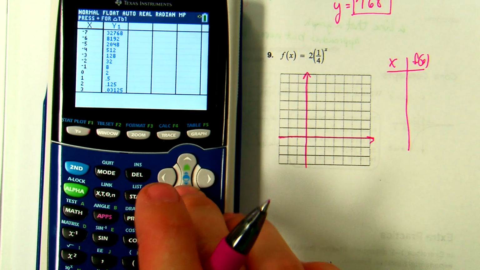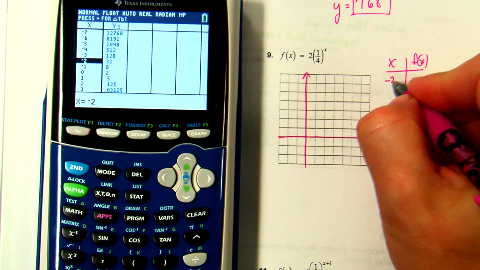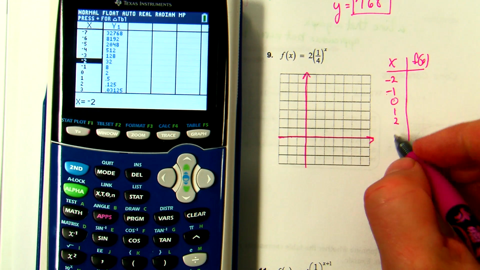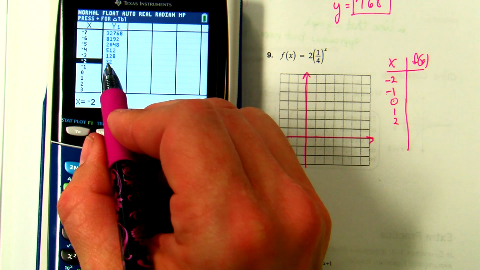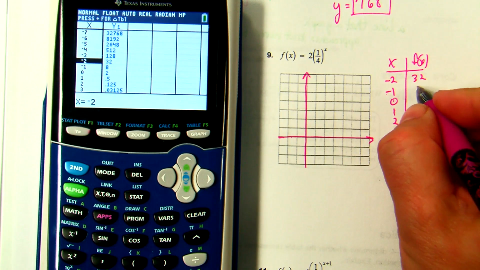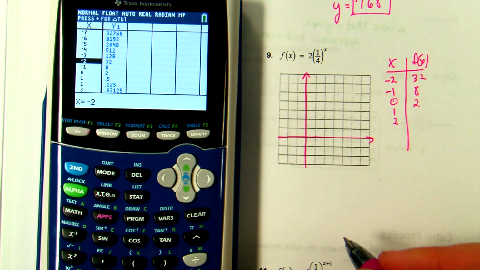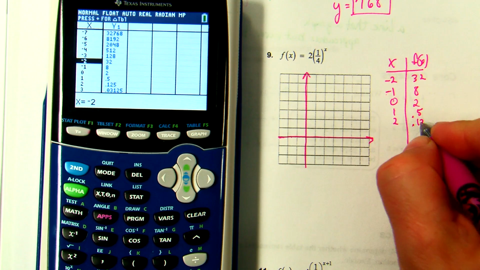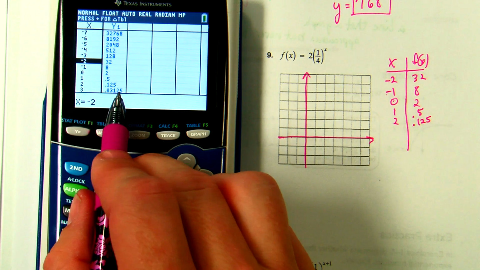I'm going to go down here to, let's go to negative 2 again. We'll start at negative 2, negative 1, 0, 1, 2. We'll stop at that point. At negative 2, what's my y value? It's 32. At negative 1, it drops down to 8. At 0, it drops down to 2. And then at 1, it's 0.5. At 2, it's 0.125. And you can see at 3 there, it's getting smaller and smaller and smaller.